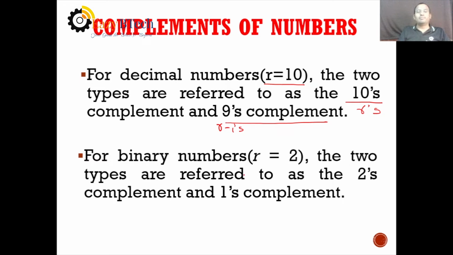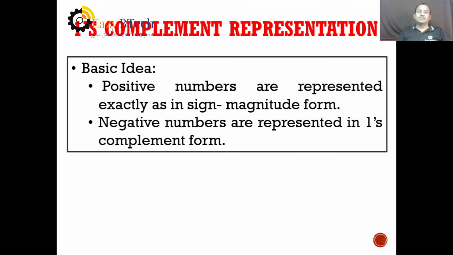Similarly, for the binary number system we have two types of complement. Those are 2's complement and 1's complement. 2's complement belongs to R's complement, and 1's complement belongs to R minus 1's complement. So any number system you take will have two types of complements, R's complement and R minus 1's complement. First we will see the 2's complement and 1's complement for the binary number system.